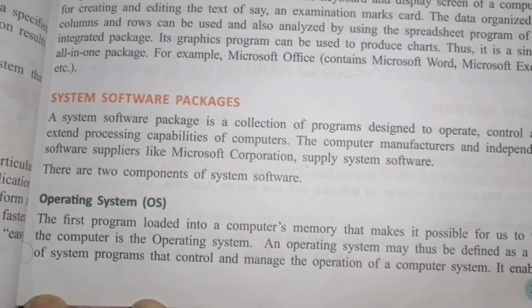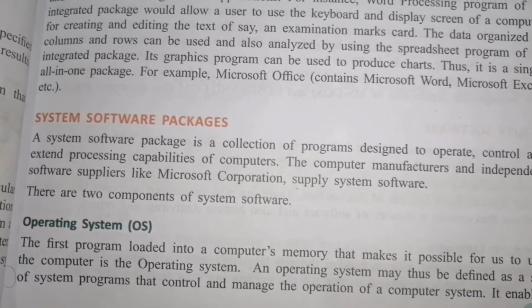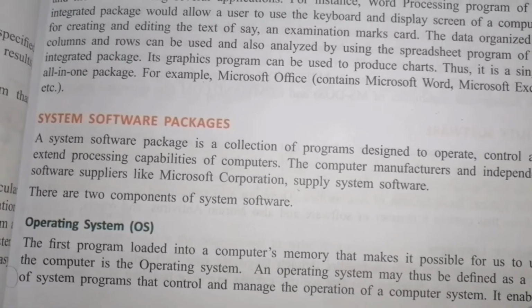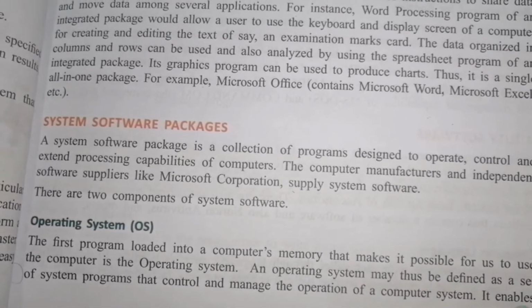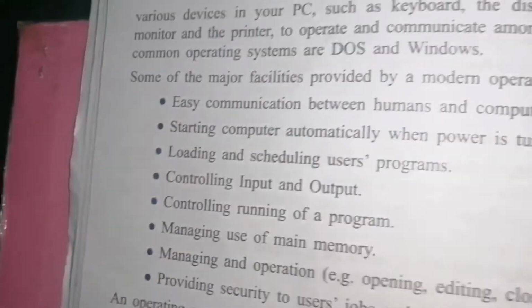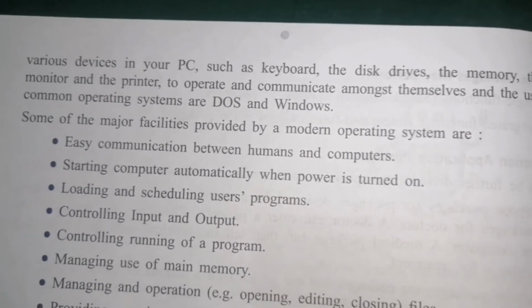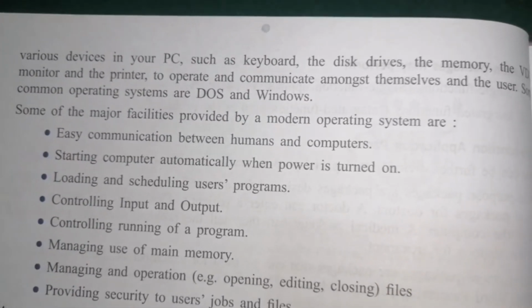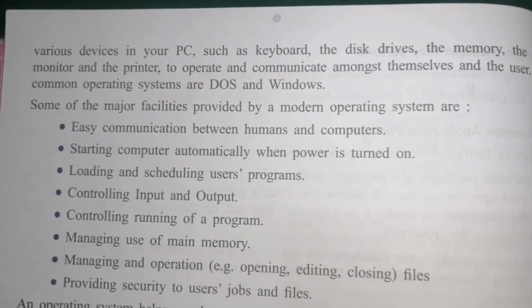There are two components of system software. Operating system, the first program loaded into a computer's memory that makes it possible for us to use the computer. An operating system may thus be defined as a set of computer programs that control and manage the operation of a computer system. It enables various devices in your PC, such as the keyboard, the disk drive, the memory, the VDU monitor and printer, to operate and communicate amongst themselves and the user. Some common operating systems are DOS and Windows.